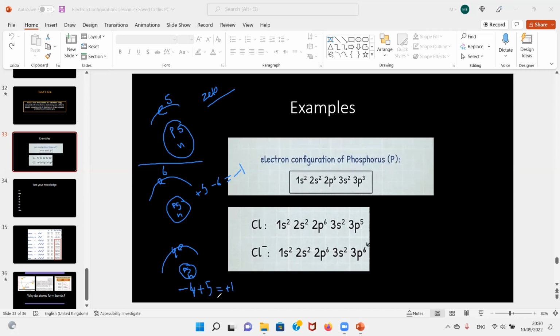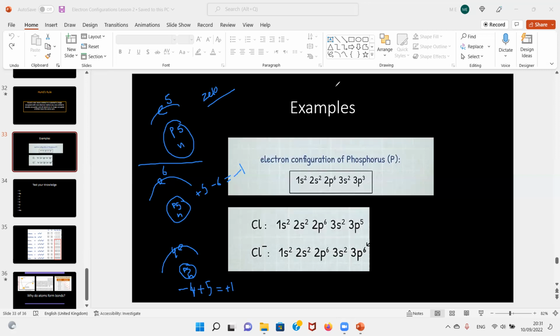So always remember, whenever the atom gains electrons, it becomes negatively charged. Whenever the atom loses electrons, it becomes positively charged. If you want to remember, it's just the opposite of what you think about gain and loss. We always think that gain is positive and loss is negative. But in the case of atoms and their charge, it's the opposite. When the atom gains electrons, it becomes negatively charged. When the atom loses electrons, it becomes positively charged.